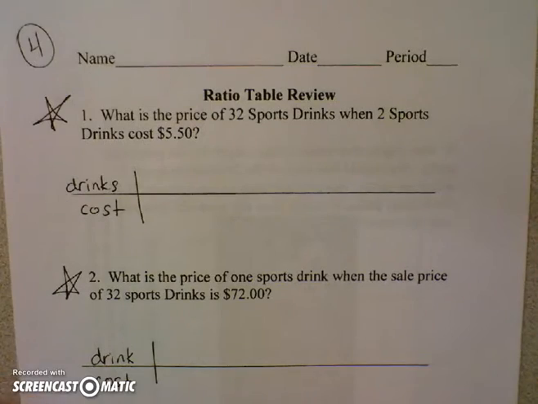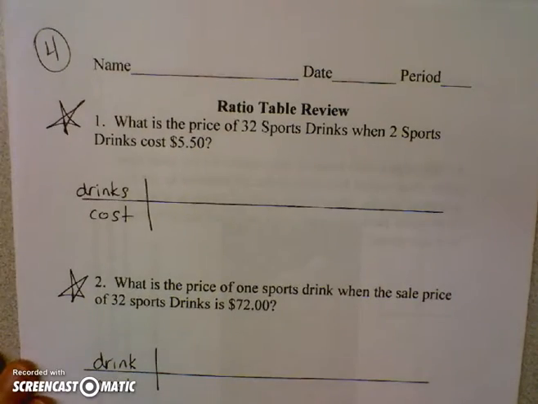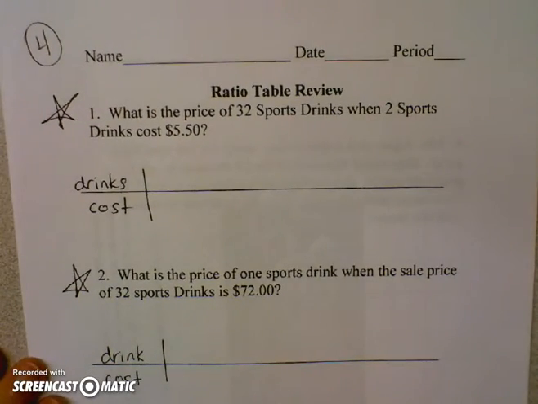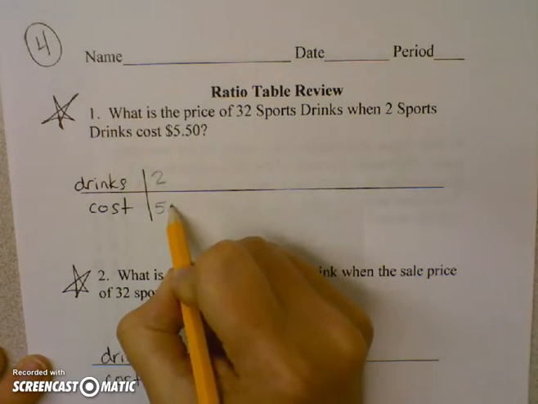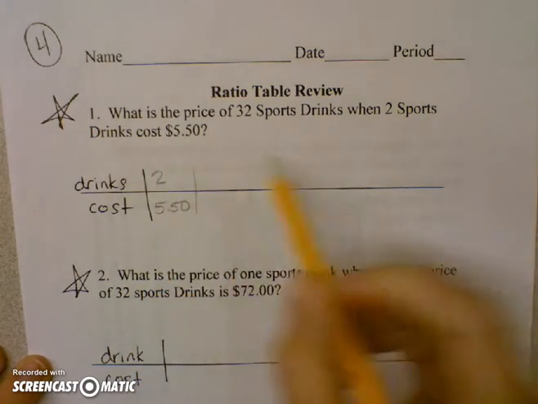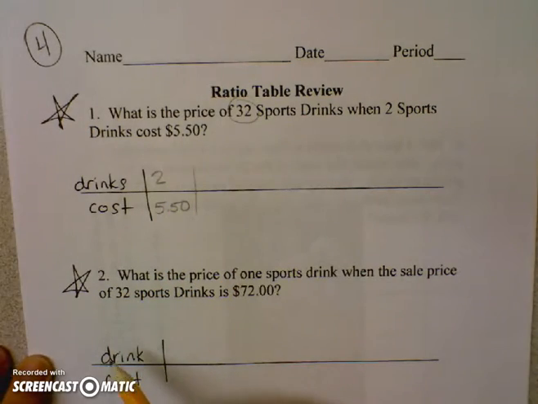Station number 4 was a little bit of ratio practice. What is the price of 32 drinks when we know 2 cost $5.50? So I'm setting up my ratio table. I know 2 drinks cost $5.50, and I want to know the price of 32. So I'm going to use my ratio strategy of doubling.